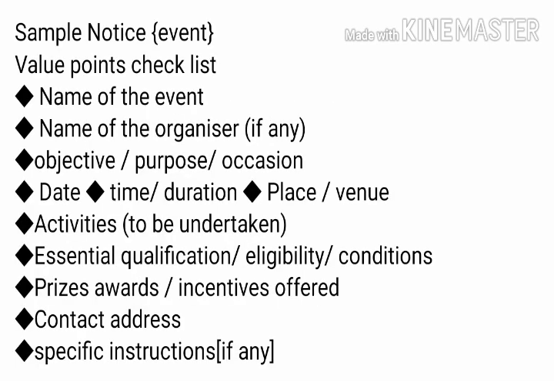Students, today we will do the notices of events. Events include some competitions, cleanliness drives, rallies, etc. So now let's begin with the notice of event. Whenever any event notice has to be done, for example, any competition, there are some value points checklist which have to be made clear. Name of the event, name of the organizer if any, objective, purpose, occasion, date, its time and duration, the place or venue, activities to be undertaken, essential qualifications, eligibility or conditions should be mentioned, prizes, awards, incentives offered, and contact address, specific instructions if any. So whenever you write this notice, please check from the value points checklist that all these points should be covered in the notice of events.